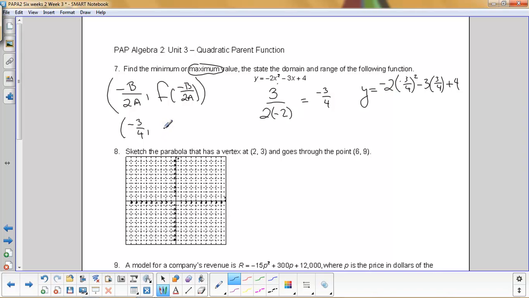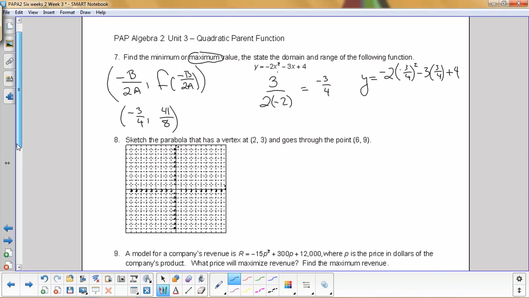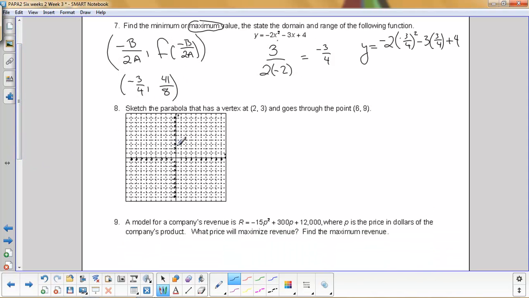In calculating that, it turns out to be 41 over 8. Question number 8. We're going to sketch a parabola that has a vertex of (2, 3), so we go over 2, up 3, and has a point at (6, 9). So I go over 2, 6, and up to number 9. Okay, so that puts it right here.